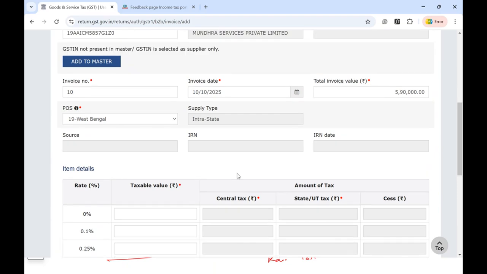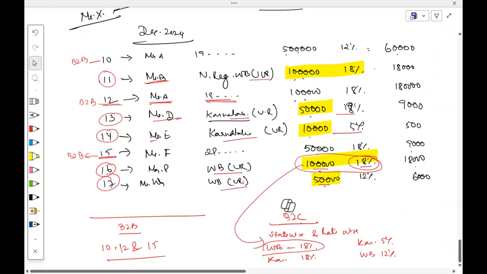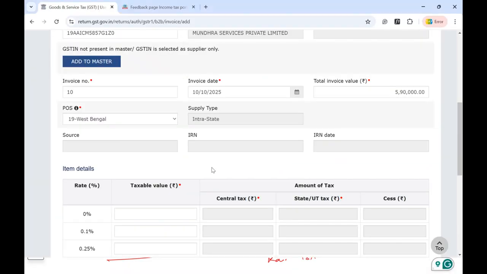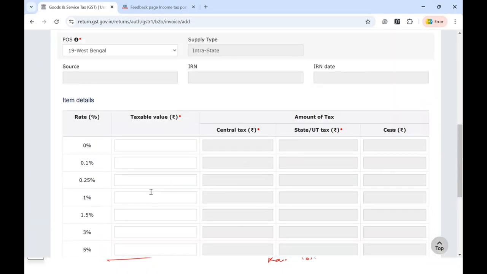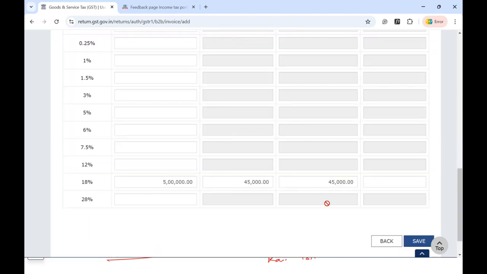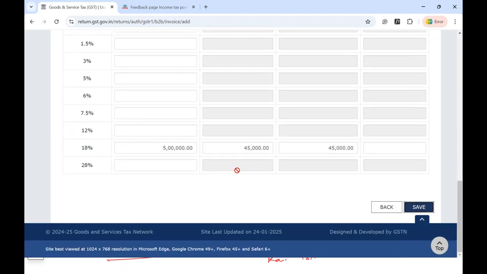Similarly, for another person, for another invoice, we need to add another invoice. Say in this, I'm going to add this one. This is a real-time site. I'm not supposed to save this one. Okay, for a couple of minutes, I'm going to add this one. Save.